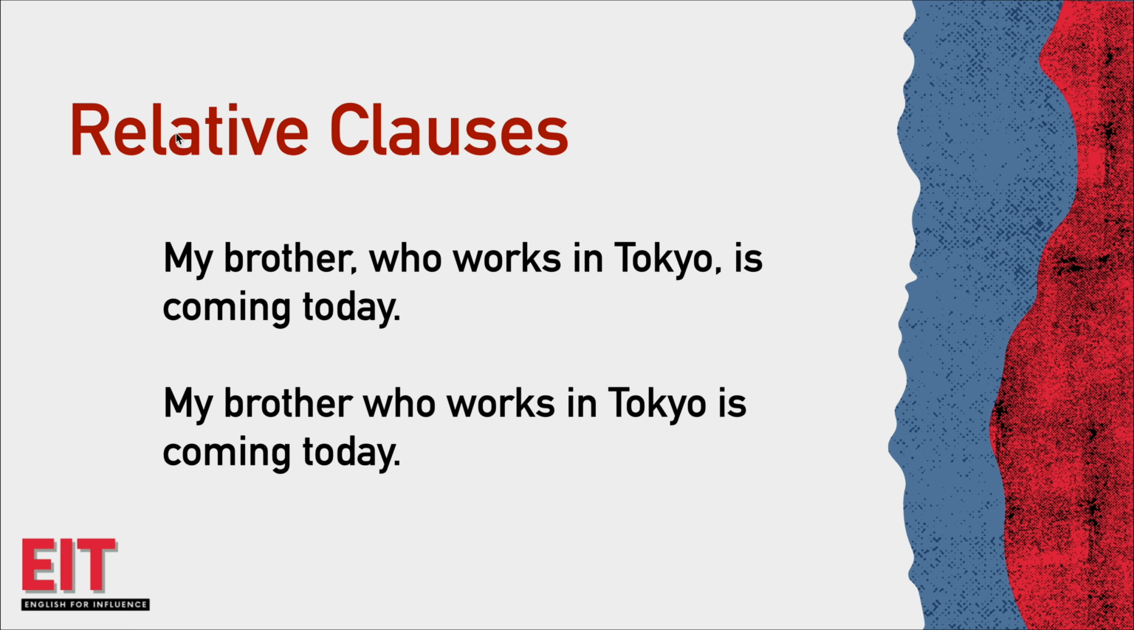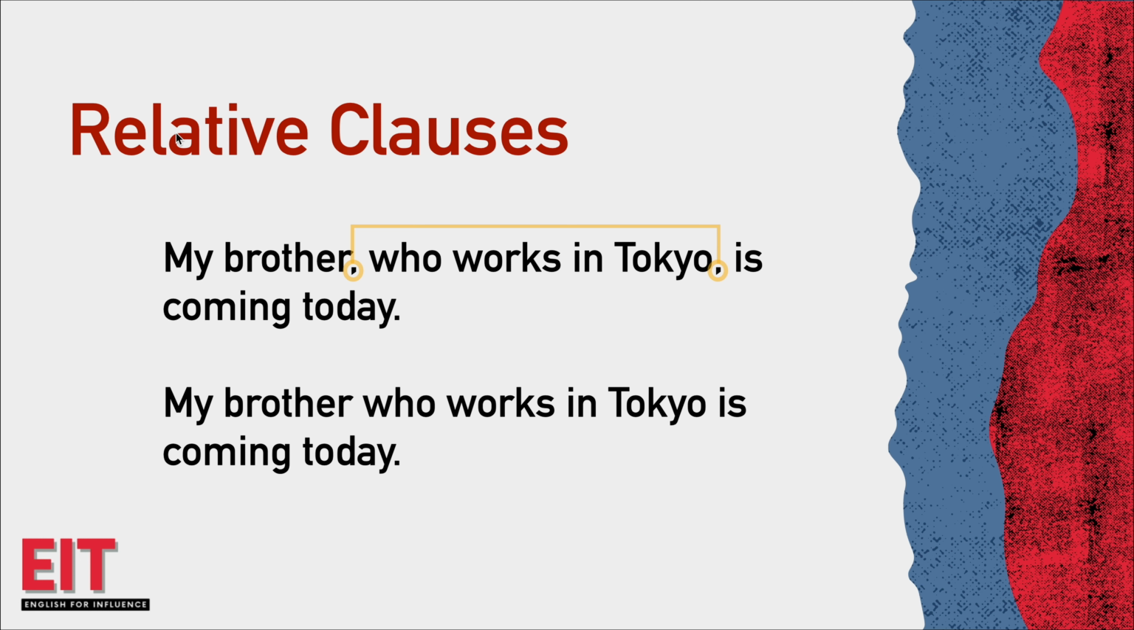You can notice that we have a pair of commas for the first one. When you see a comma before the relative clause, that means that relative clause is just extra information. For some reason, I just wanted to say that my brother works in Tokyo.